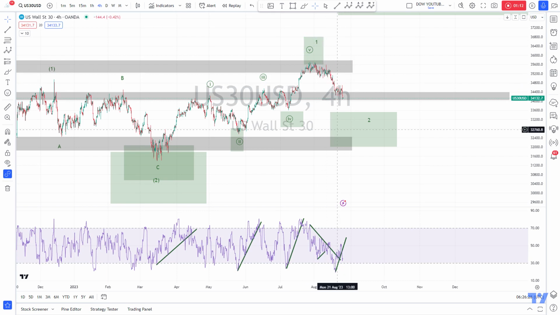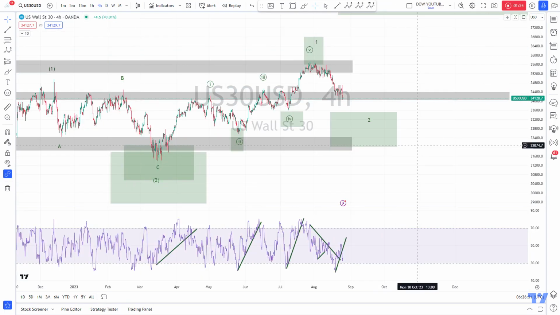Then here on wave 4, we break our RSI trend line, we make another leg down, and we end here with divergence. So I believe this is our wave A, which is about to finish, which should be followed by a wave B, and then a wave C downward into this area to complete our wave 2.